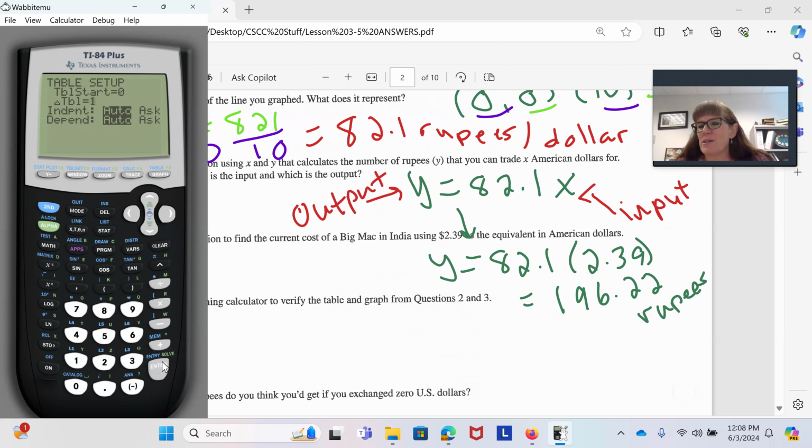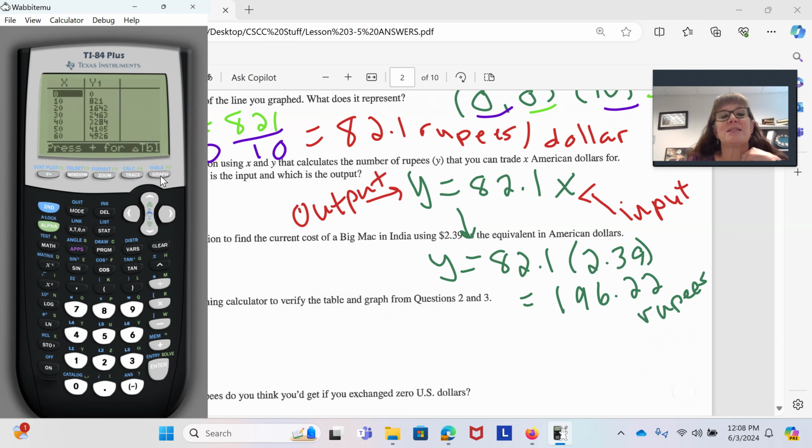But it didn't go up by ones. It went 0, 10, 20, 30, 40, 50, 60. That's going up by tens. So I'm going to change that. Now I'm going to hit second graph because that's how I get the table to show up. And there's the same table we got. They did it all for us. It matches our table exactly from number 1 or 2. I can't remember. It's on page 343.